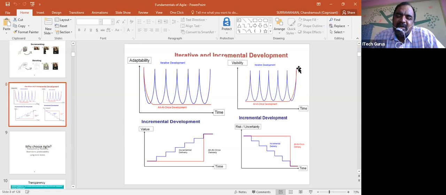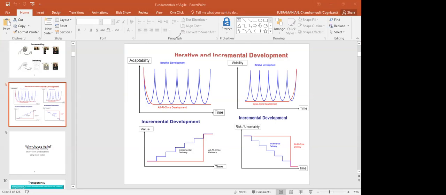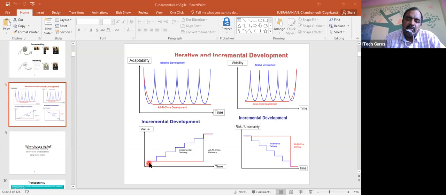We provide incremental value. I'm not saying that value is not provided in a traditional project. Value is provided in a traditional project only at the where? At the end. But what happened in agile projects? In each iteration, we are showing the value, in an incremental manner. So here you see that every iteration I keep on delivering the high incremental value.